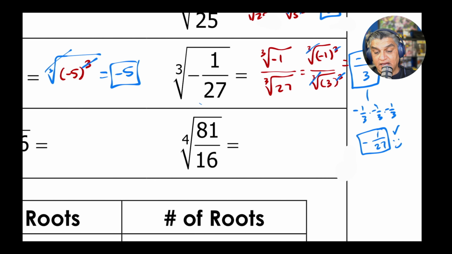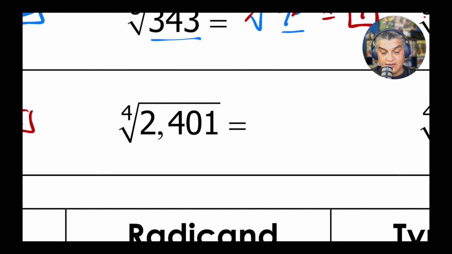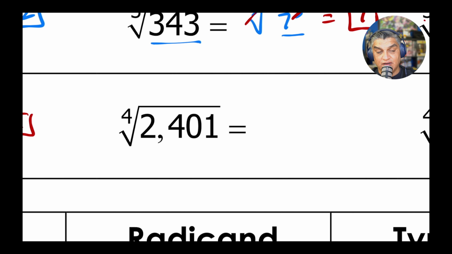All right, and then we go down to the fourth roots, and it's basically asking, what multiplied to itself four times gives me this? Or it's also saying, I'm going to cancel out anything to the fourth power. So if this is to the fourth power, it would cancel out and I'd get a whole number. So let's think about that. 2401. If we look at our list from yesterday, I don't think 2401 was on the list. I don't think we got that far.